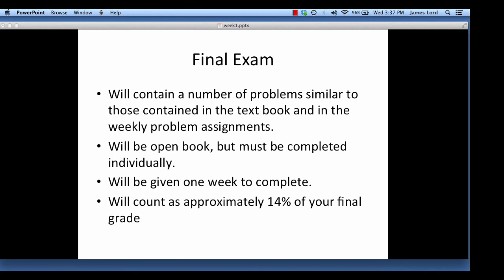There will be a final exam. I believe it's the first week in December. It will contain a number of problems that are very similar to those in your textbook, as well as the weekly problem assignments that I'm going to hand out. So it will be open book. You can use whatever Excel, computer programs, books, anything you would like to complete it, as long as you do so by yourself. And you'll have 1 week to complete the final exam for about 14% of your final grade.